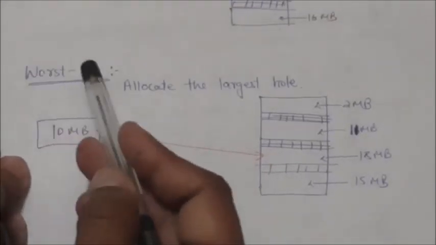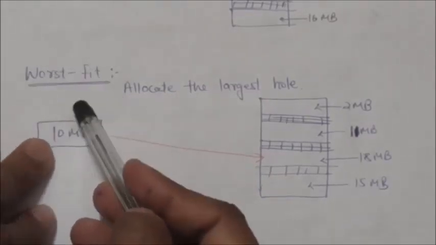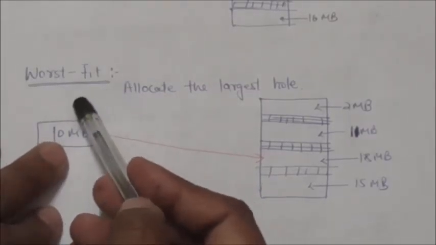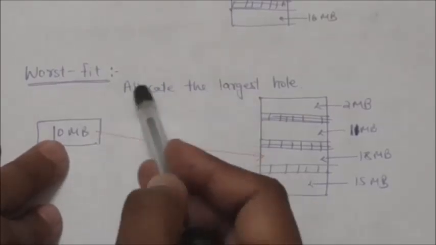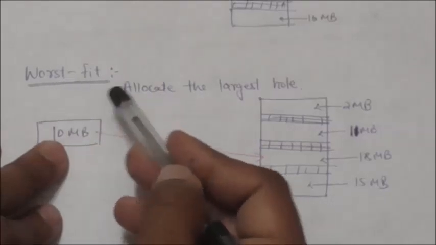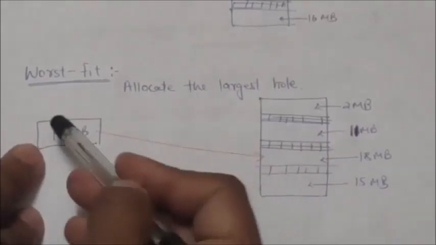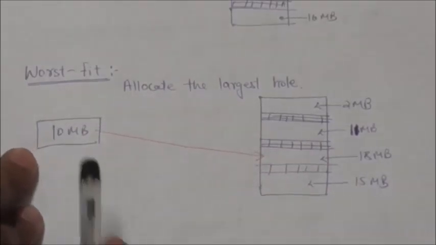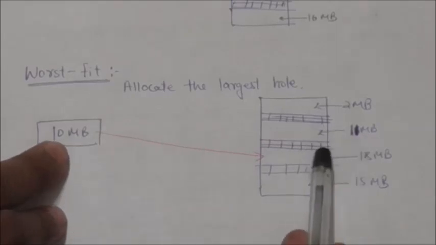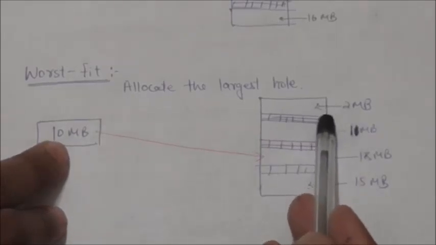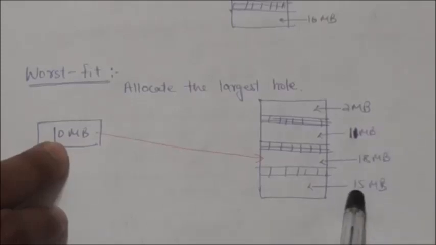Now consider the worst fit. What happens in the worst fit strategy? Whenever there is a request of size n, the largest hole will be allocated to satisfy the request. Suppose there is a request of size 10 MB and in memory there are holes of size 2 MB, 11 MB, 18 MB and 15 MB.